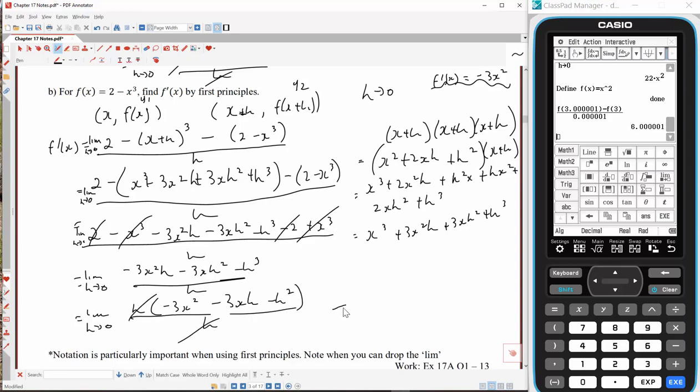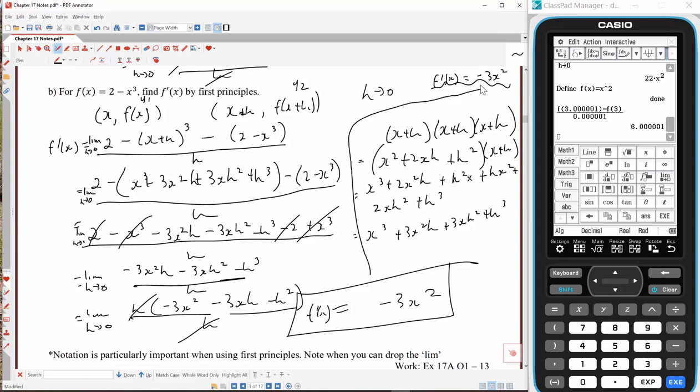All right, now we're at the business end. Equals, okay, let's throw the limit in, which will limit that one to 0, which chops those 2 out, which leaves us with negative 3x squared. f dash x equals negative 3x squared. So there is my gradient function via first principles, but like I said, you'll know how to get there by simply using a technique that I'll show you.